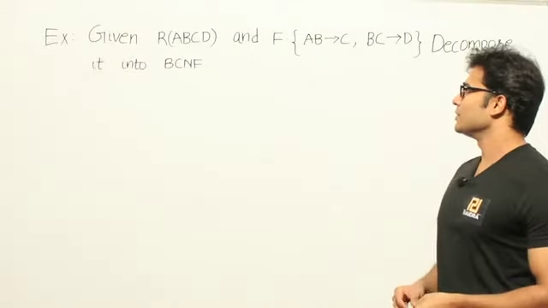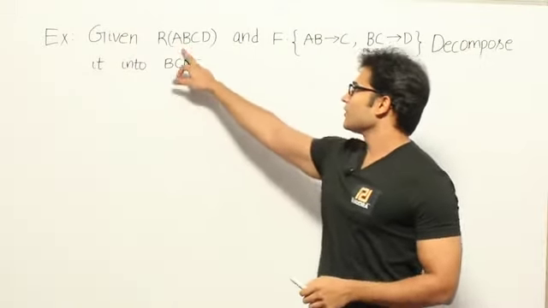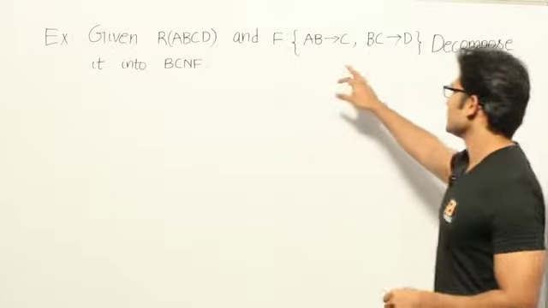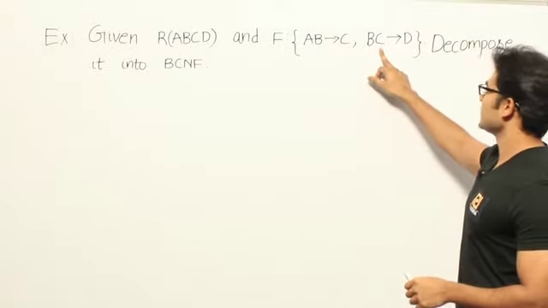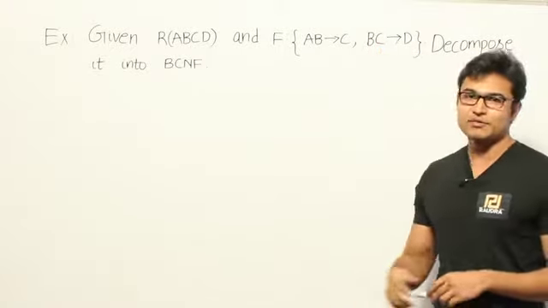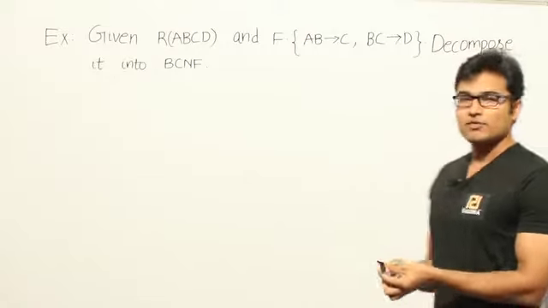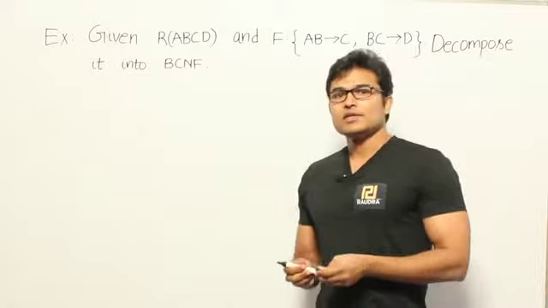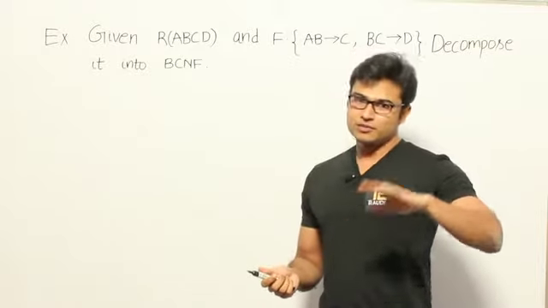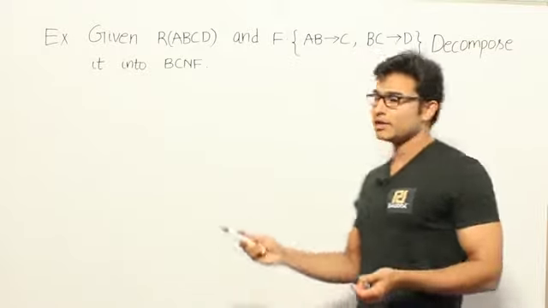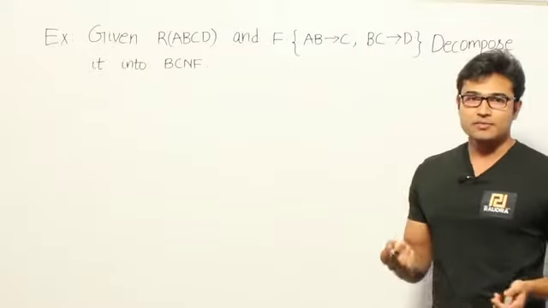Now let's see this example on BCNF. Given a relation R(ABCD) and FDs AB determines C and BC determines D, decompose it into BCNF. Now we are supposed to decompose this table into BCNF. There are various ways to solve it. One way is to go through second normal form, third normal form and then BCNF, or directly you can look at the functional dependencies and solve them, right?